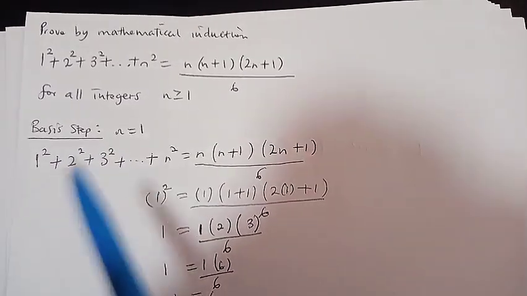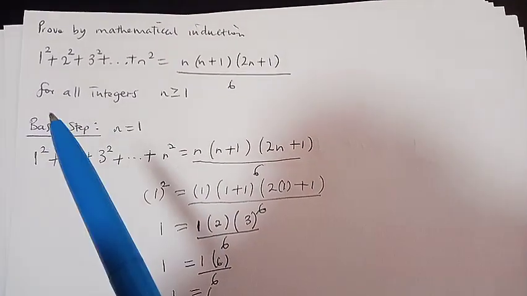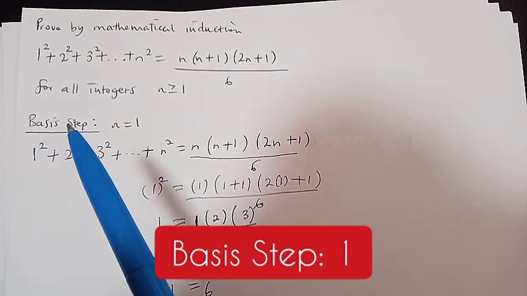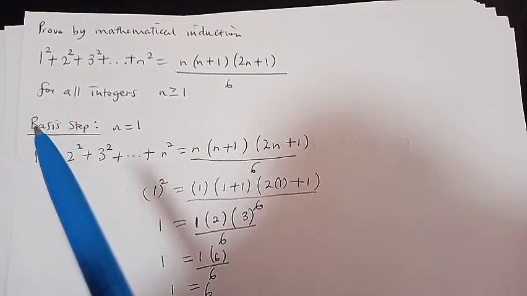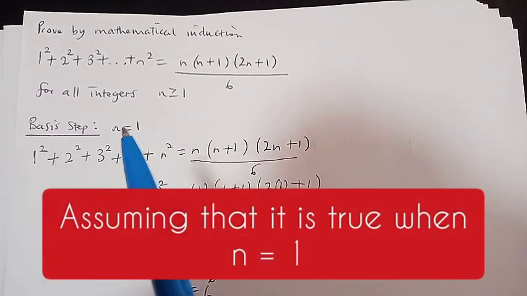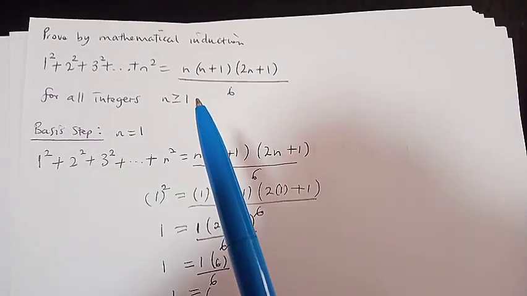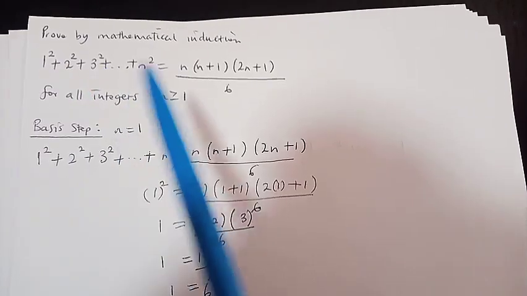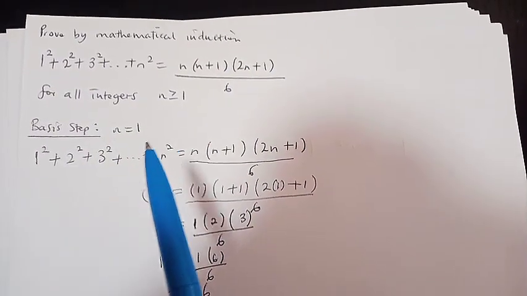So what we do here, we jump on to the next step, which is our first step. It's called the basis step. You have to write this down. You should make sure that you write this down. And you're also supposed to write that we are assuming that it is true when n is equal to 1, since we are starting from 1. Okay, and then you rewrite the whole expression here, which is what I've done here. I rewrote the whole expression.